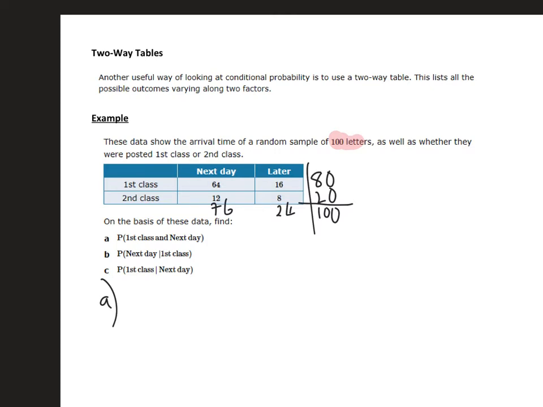Well, first class and next day. Let's do this in red. First class and next day. Well, there were 64 letters out of 100, which can be simplified down to 16 over 25.